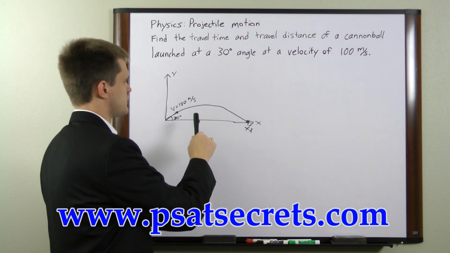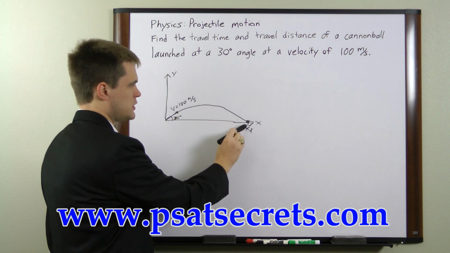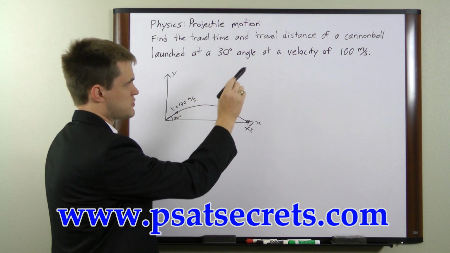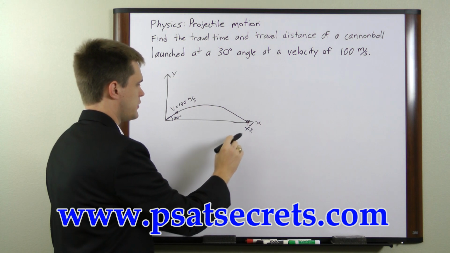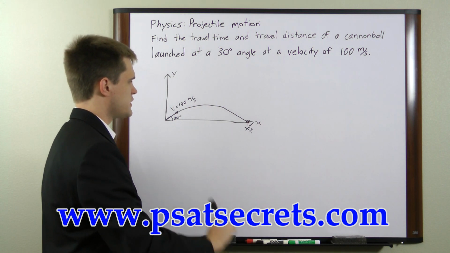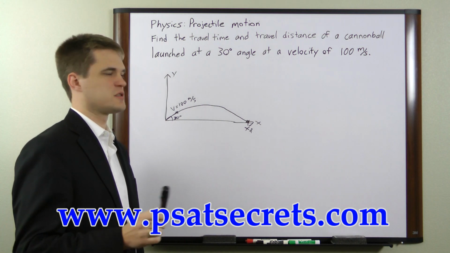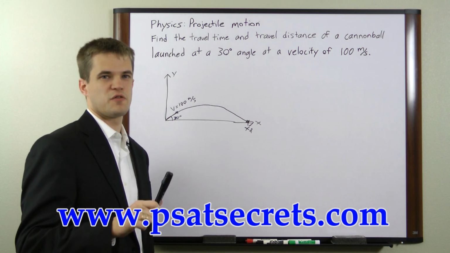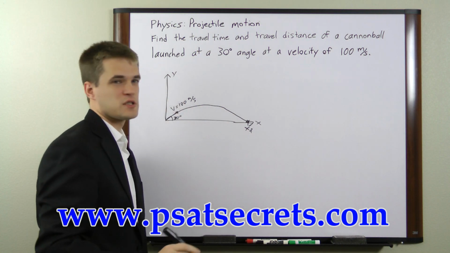And so what we're asked is to find the travel time, or the time it takes to get from here to here, as well as the travel distance, or essentially x final. So to solve this, we're going to need to use equations of motion. Since it's two-dimensional, we're going to have to use two different equations of motion. One for the x direction, one for the y direction.